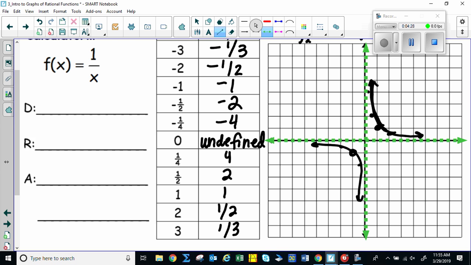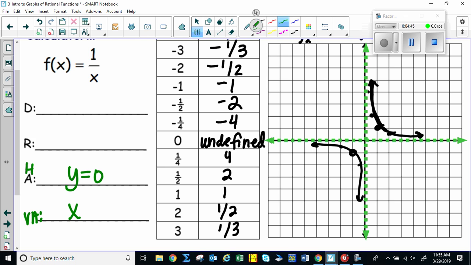All right, so I'm going to go ahead and write that in my information over here. I'm going to be more specific. I'm going to say my horizontal asymptote and my vertical asymptote. So my horizontal asymptote is y equals 0, and my vertical asymptote is x equals 0. Okay, so if I labeled it here, this would be x equals 0. This would be y equals 0.